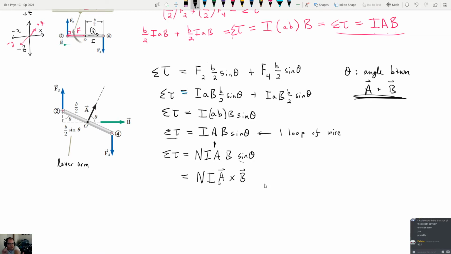If I go A, which is this way, cross B, my thumb points into the page, which is clockwise torque, okay? This torque in every case basically is clockwise. Clockwise and clockwise right here. So A cross B naturally gives me that, right? Can you all see that? That A cross B, not only does it reproduce the sine angle here, but it also gives me the right direction for the torque.